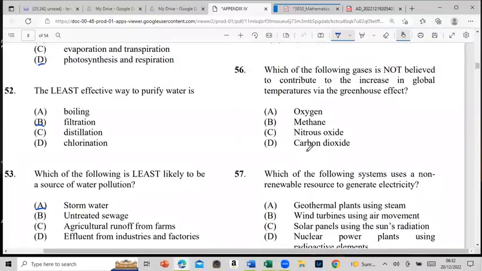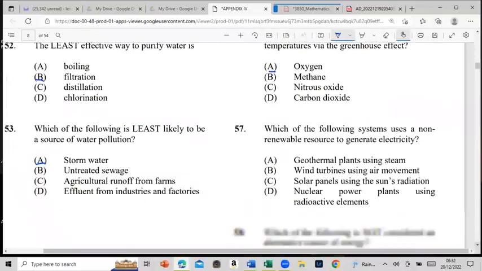Alright. 56. Which of the following gases is not believed to contribute to the increase in global temperatures via the greenhouse effect? Is it A. oxygen, B. methane, C. nitrous oxide, or D. carbon dioxide? And that is oxygen. Right, let's move on to 57. We have 3 to go.